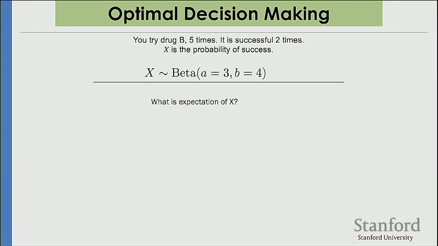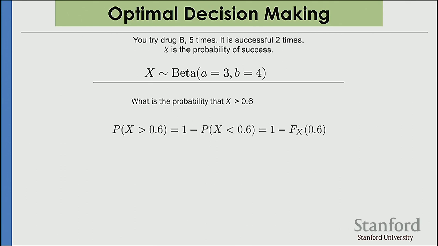And we can talk about expectations, we can talk about the probability that the true probability is greater than some number. And actually, I just want to talk about this one for a second, just to get us warmed up to this problem. If X is a beta, because I tried drug B five times, I got two successes, and I got three failures, I can set up the beta. You're like, why three and four? Oh, right, I have to add one to successes and failures.